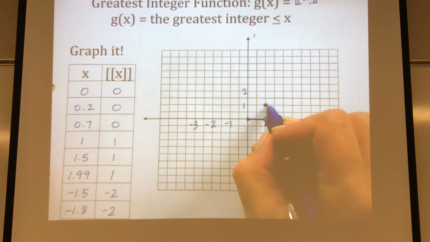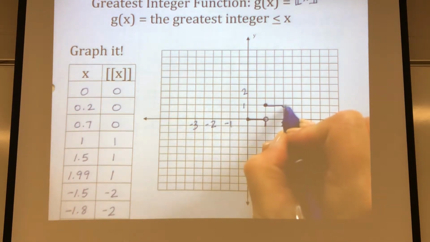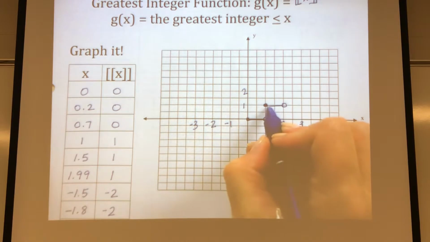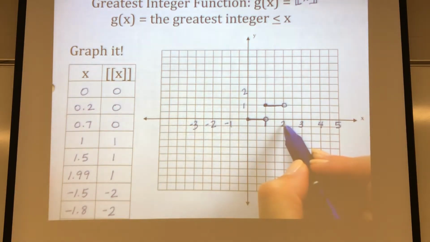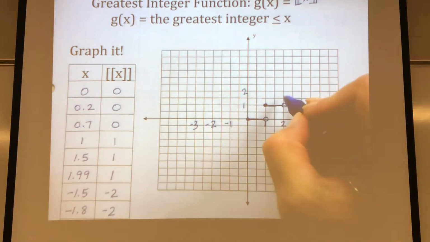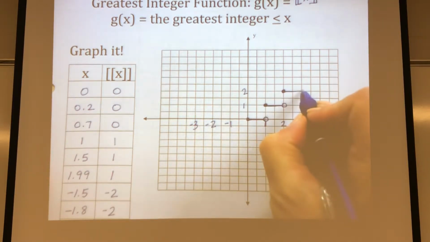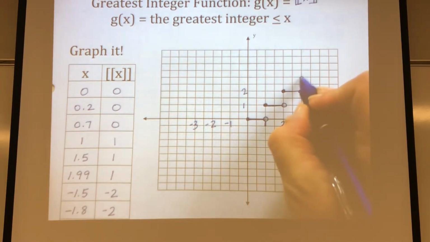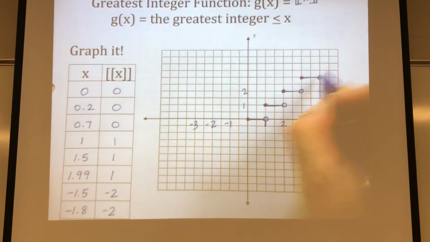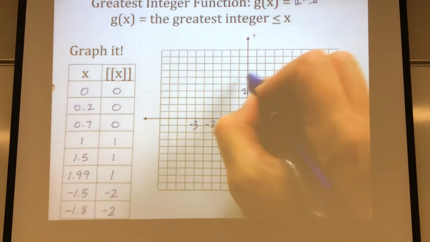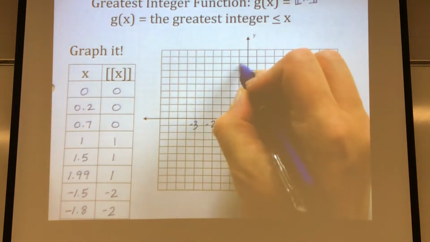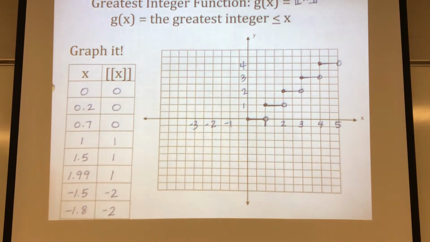Now at 1, it's 1 until we get to 2. So we have the closed circle, the horizontal bar that tells us all the numbers between 1 and 2 are going to be 1. But then at 2, it jumps to 2. And this pattern will just repeat until it goes all the way off your page. Maybe I should say off your graph. 2, 3, 4. And then the same in the opposite direction as well.